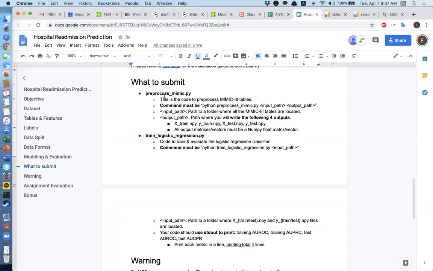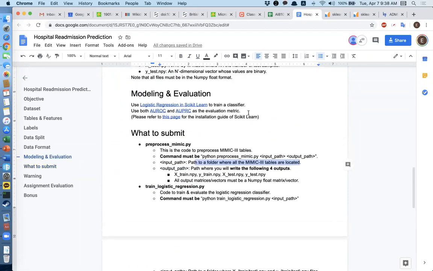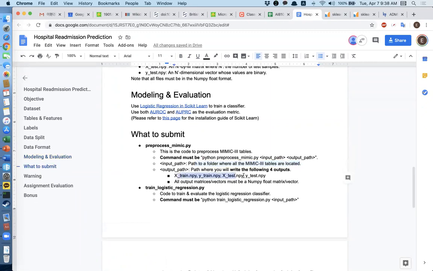First code is pre-processing. Even the names should be the same, to save time when the TA does the assignment evaluation, so please strictly follow all the specs here so that you don't waste the TA's time. The pre-processing code is make.py. Command must be Python, the code, the input path and the output path. The input path is where all the CSV files are located. Output path is where you will write the four outputs, which are these four outputs.